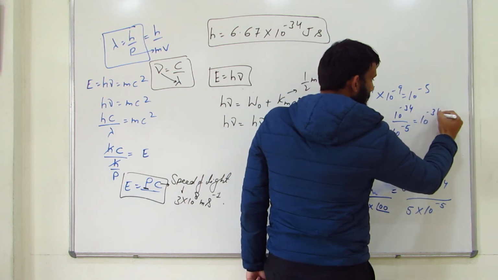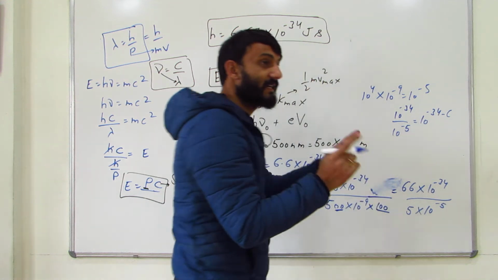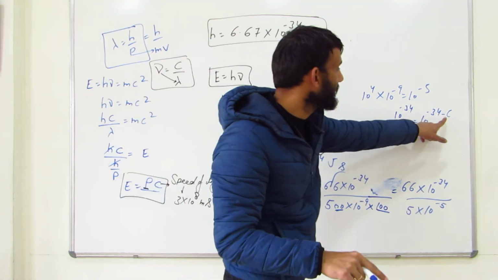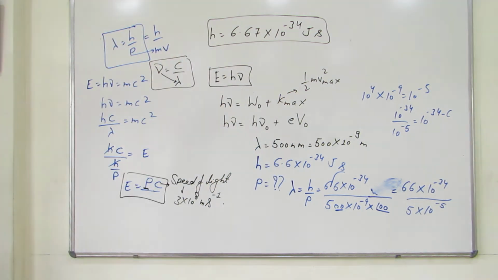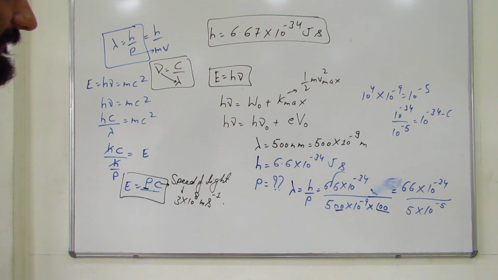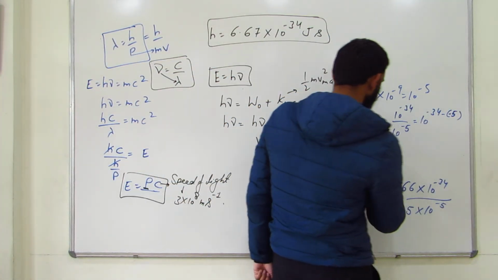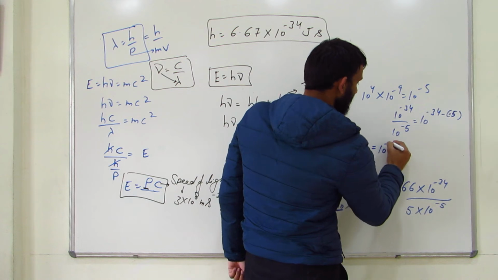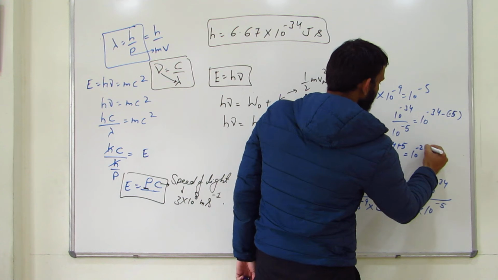10 to the power minus, this will go up minus, because when the bases are same and they are in divide, we subtract them. So this minus is because of that subtraction. And again, this minus is because of the subtraction, right? And if you subtract minus 5, it will become 10 to the power minus 34 plus 5, that would be minus 29.